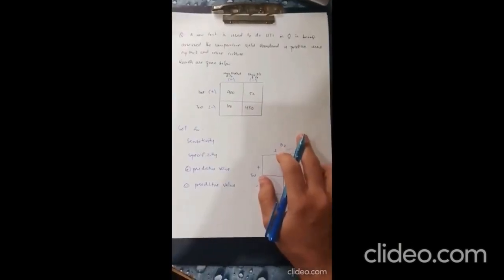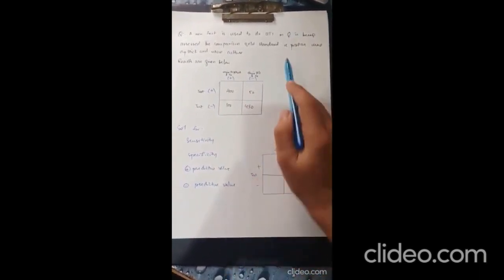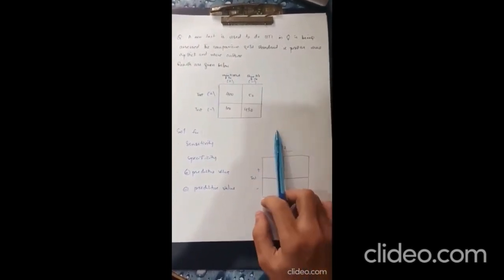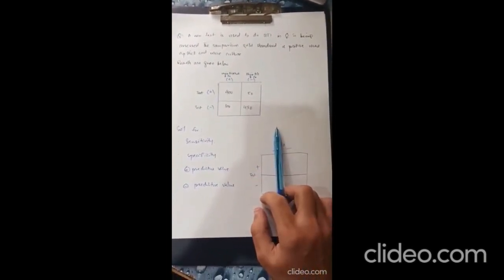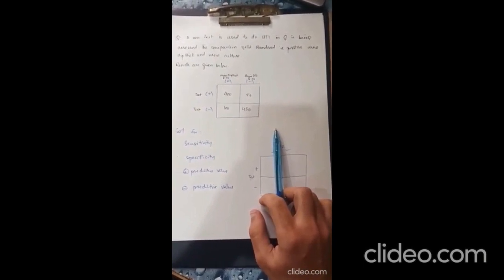Hi guys, today we are going to learn about sensitivity, specificity, positive and negative predictive value with the help of this question. So let's jump in. A new test is used to diagnose UTI in women. It's being assessed. The comparison gold standard is positive urine dipstick and urine culture. Results are given below in 2x2 table format.